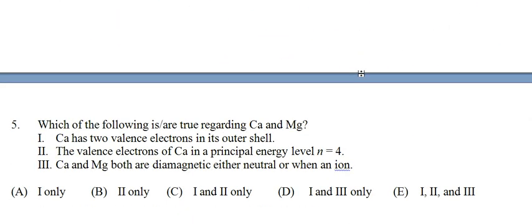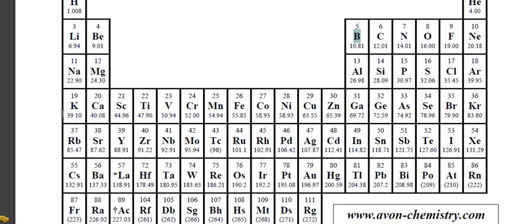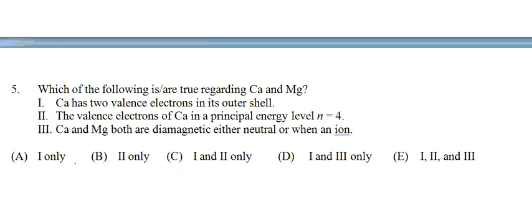All right, number 5. Which of the following is true regarding calcium and magnesium? Number 1, calcium has 2 valence electrons in its outer shell. Well, when we look at the periodic table, calcium is in group 2, so absolutely it has 2 valence electrons, so that's a true statement.